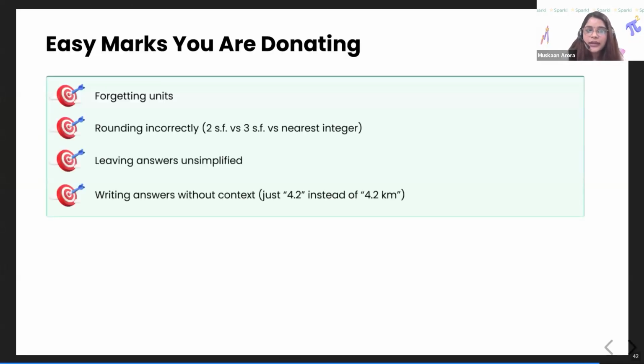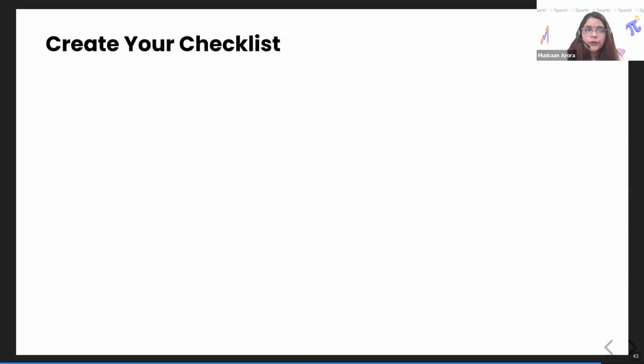Some easy marks that you're donating: forgetting the units, rounding incorrectly, leaving answers unsimplified, writing answers without context. So these are the few things that you should follow.